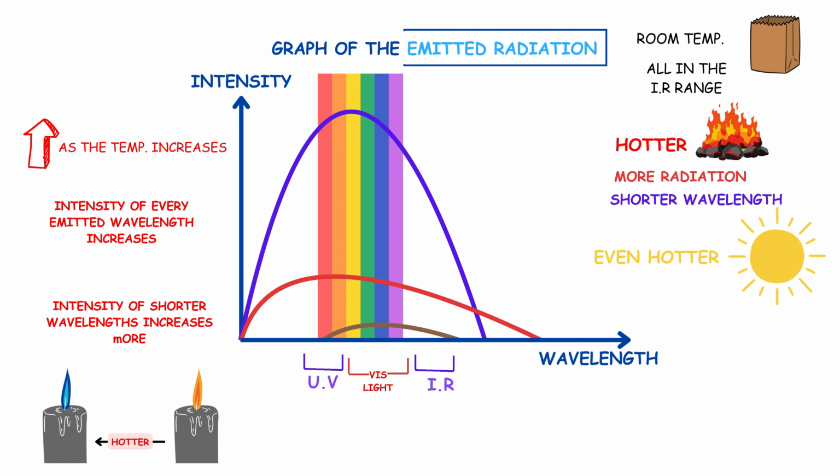This explains why hotter flames, like those from a Bunsen burner, change color as they get hotter. A cooler flame emits longer wavelengths and appears reddish-orange, whereas a hotter flame emits shorter wavelengths and appears blue. For most everyday objects at room temperature, all the radiation they emit falls within the infrared region of the spectrum, which is why we cannot see it with the naked eye. Our eyes are only sensitive to visible wavelengths, so the radiation from room temperature objects remains invisible to us.